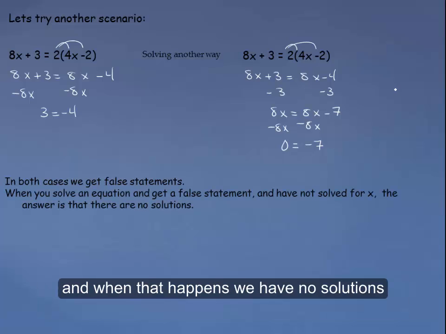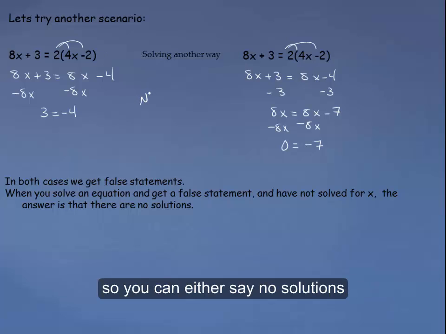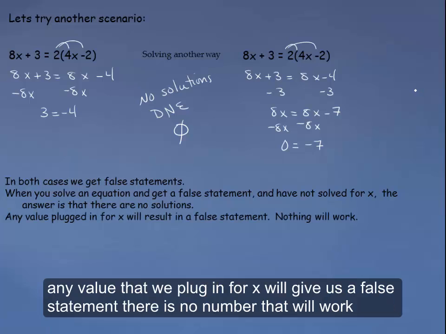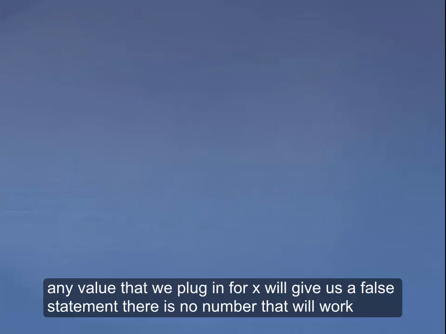And when that happens, we have no solutions. So you can either say no solutions. You can write DNE, which is math shorthand for does not exist, or you can use the symbol for the empty set. This also means no solutions. Any value that we plug in for x will give us a false statement. There is no number that will work.